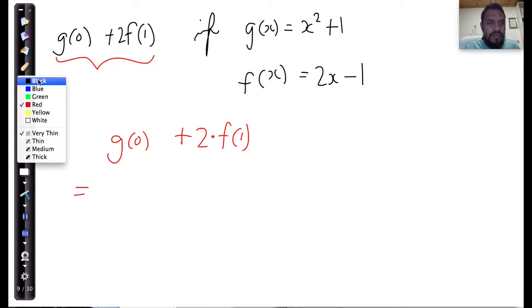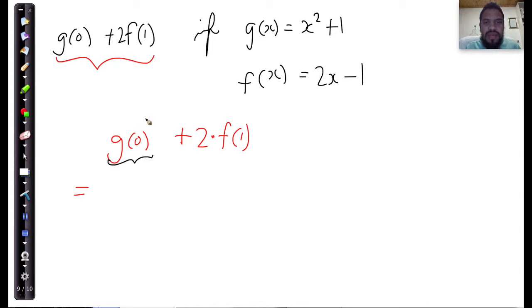Okay. Well, I need to take the equation of g of x, right? And I need to replace wherever I see x with 0. So I'm going to say I need to put in g of 0, right? Which means wherever I see x in that equation, I'm going to substitute in 0. So that means I'm going to take x squared plus 1, and I'm going to make the x squared 0 squared plus 1. And on this side, I'm going to say it's plus 2 because that's part of the expression I want to evaluate over here, multiplied by f of 1.